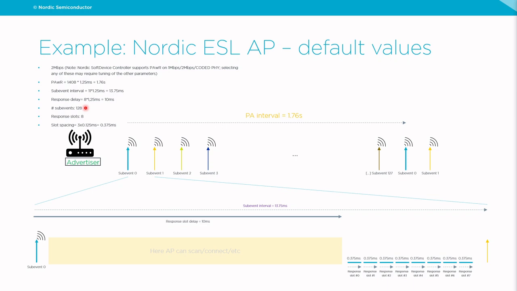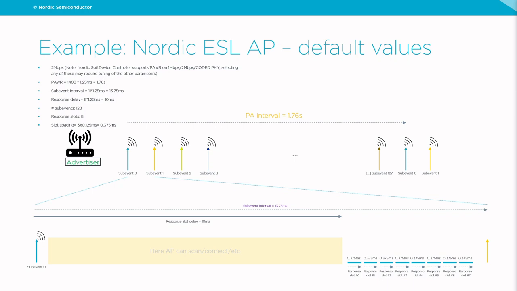However, such a choice will have an impact on the number of tags you can handle. And also, by decreasing the PA interval, you will also increase the power consumption of the tags, because the tag will need to wake up more frequently. So if you want to have a bit lower latency, there could be a trade-off in terms of power consumption.